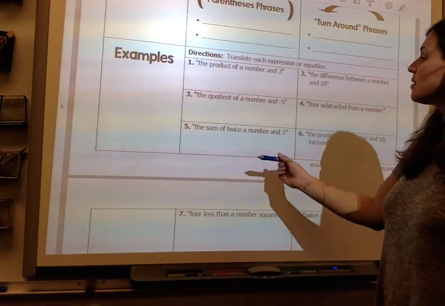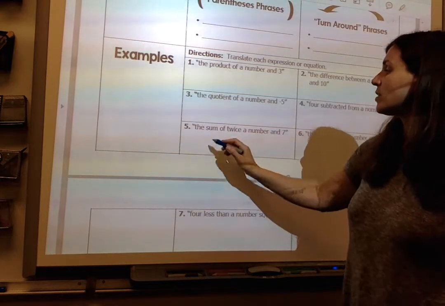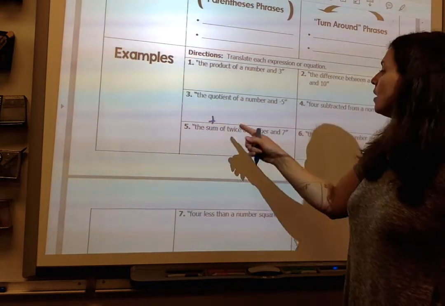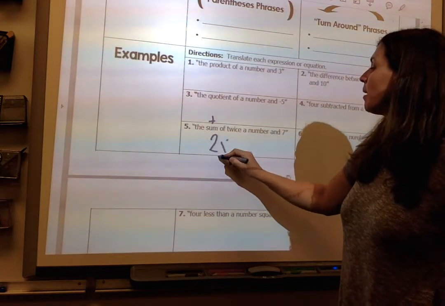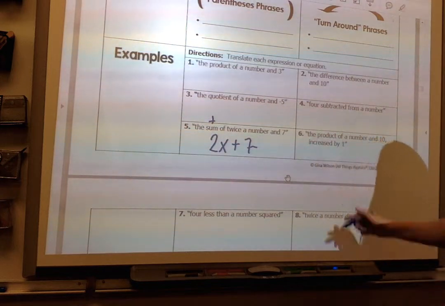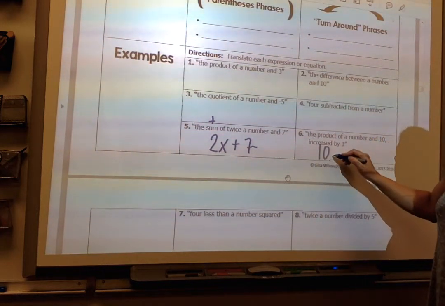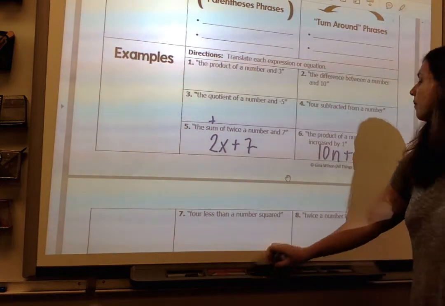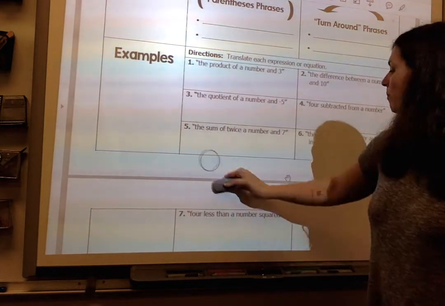Number 5, the sum of twice a number and 7. Well, sum means addition and twice means multiplication. So there's 2 operations. The sum of twice a number and 7: 2x plus 7. The product of a number and 10 increased by 1: 10n plus 1. Okay, let's go on to that next page.